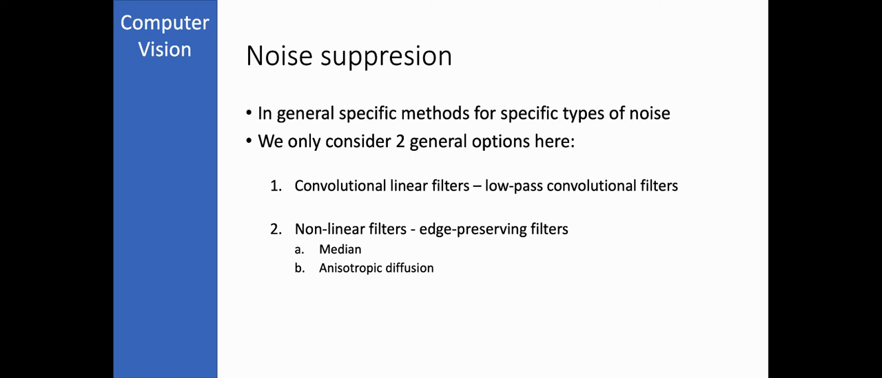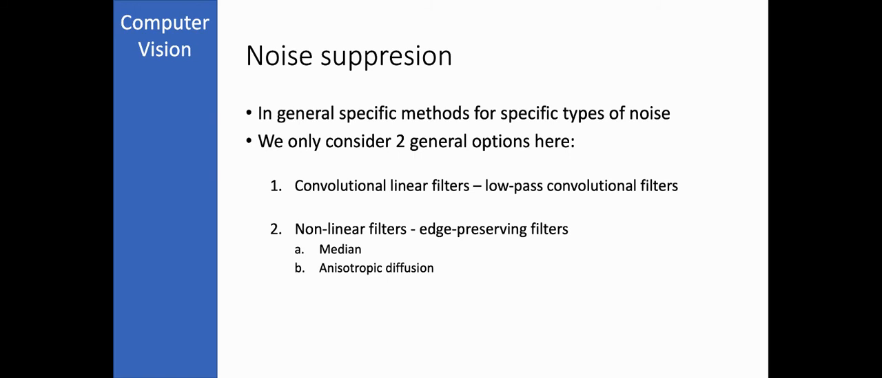Now, in general, there are very specific noise removal methods for specific types of noise that are related to certain applications. Here we will only discuss the more general options that can be applied on any natural image. The first part is the convolutional linear filters, or in essence low-pass convolutional filters. And the second part will talk about nonlinear filters, specifically because we will want to preserve edges without blurring them, which will become clear in a second. And in that we'll talk about two main avenues. One of them is median filtering, and the other one is anisotropic diffusion.